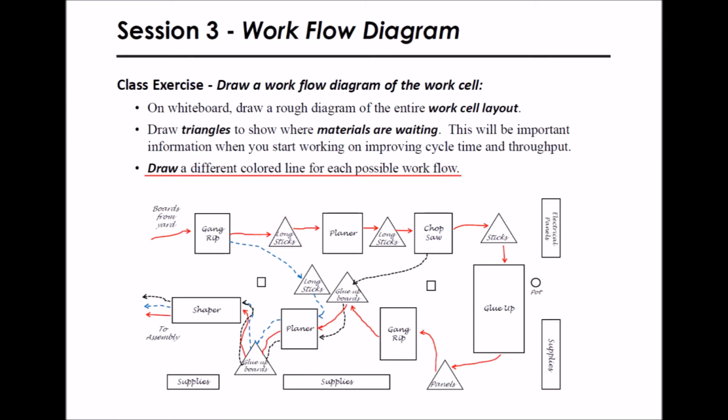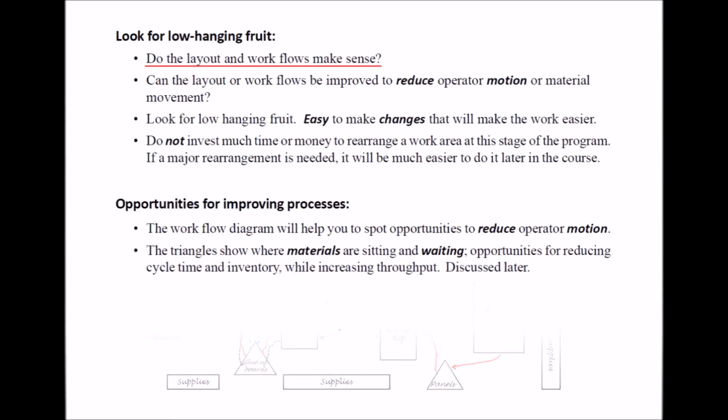Draw a different colored line for each possible workflow. In this example, there are 3 different workflows. Does the layout and workflows generally make sense? Can the layout or workflows be improved to reduce operator motion or material movement?